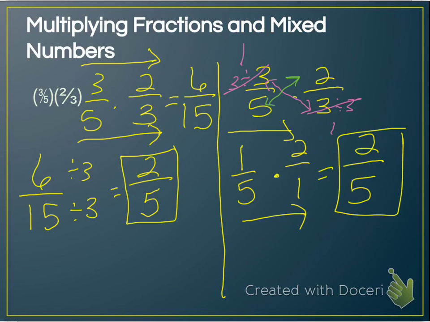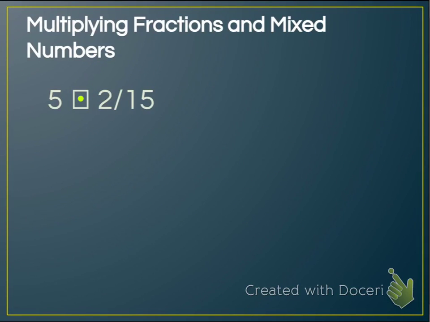My recommendation is always to cross-cancel before, because sometimes kids have a harder time working with the larger numbers to simplify. And so this makes it to where maybe you'll catch what needs to be simplified before. It might make your math a little bit easier. Sometimes you're going to have to multiply a whole number times a fraction, which again should just be a review.